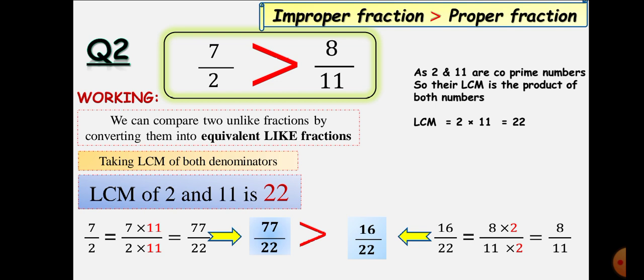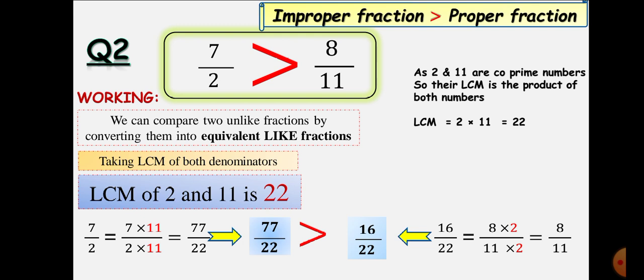So we have to convert them into equivalent fractions. As you know, 2 and 11 are both co-prime numbers, so the LCM is the product of both numbers. That means 22, 2 multiplied by 11 equals 22. Now we know that the LCM of 2 and 11 is 22. So 7 over 2 is going to be multiplied by 11, and 8 over 11 is going to be multiplied by 2.